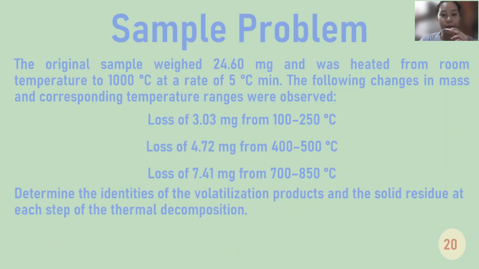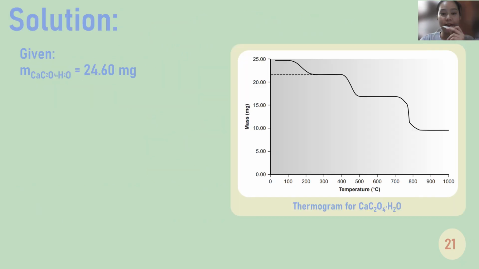Moving on, we will address the loss of 4.72 milligrams from 400 to 500 degrees Celsius. Applying the same steps, we will get a 19.19% loss of mass in the sample upon heating at 400 to 500 degrees Celsius. This is the second step, which you can also see in the thermogram.